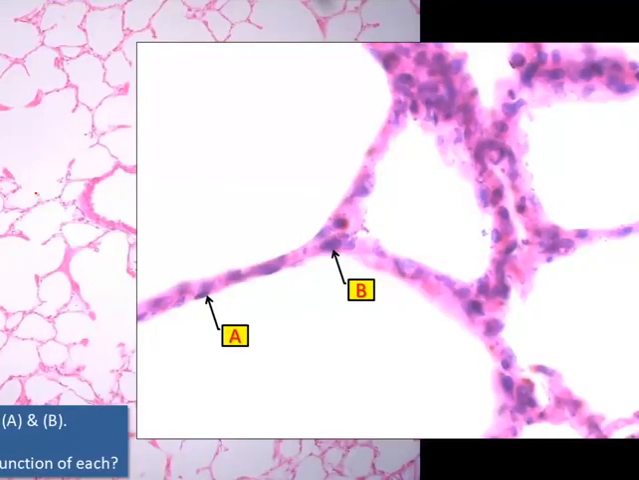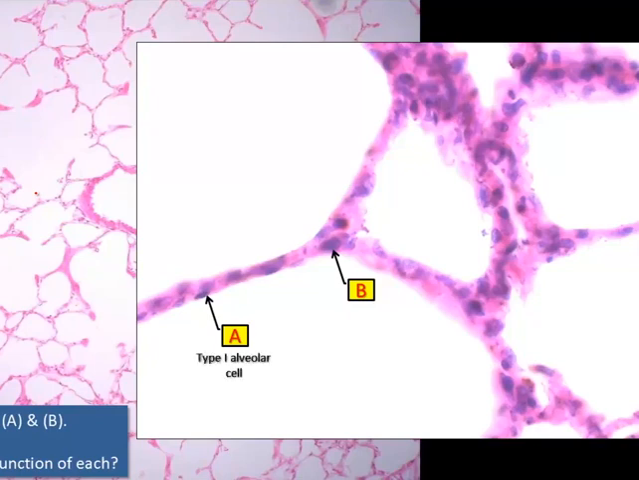Identify the cells A and B. What is the function of each? On the right is a magnified view of the wall of the alveoli. Cell A is squamous, and this is reflected in the shape of its flattened nucleus. These cells, like cell A, line most of the surface of the alveoli. It represents type 1 alveolar cell.